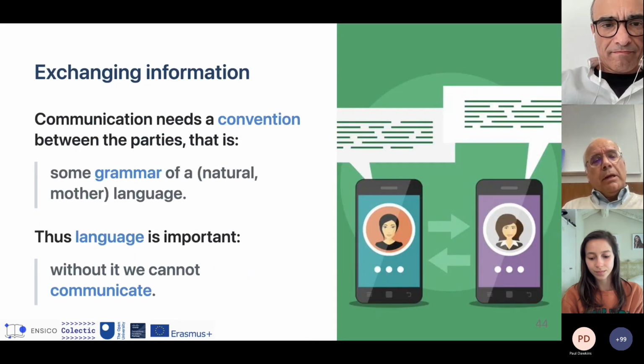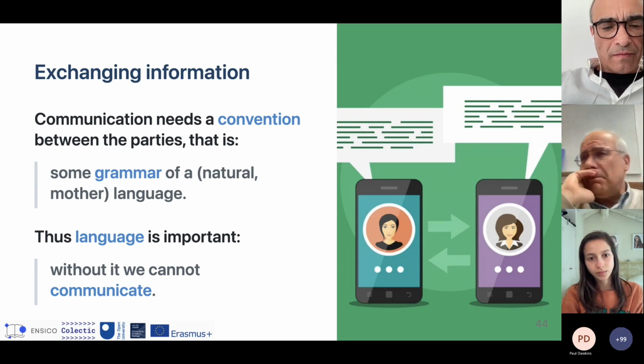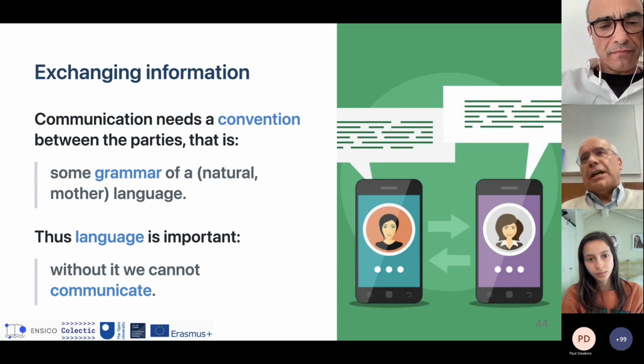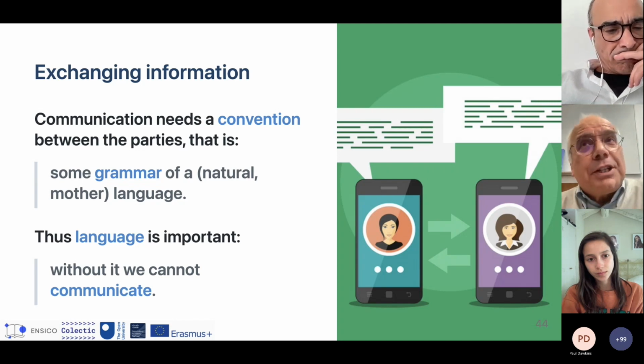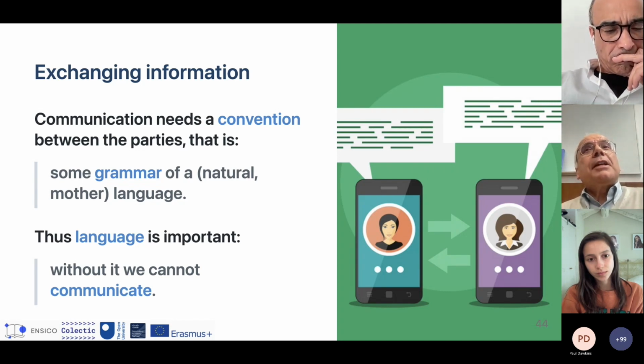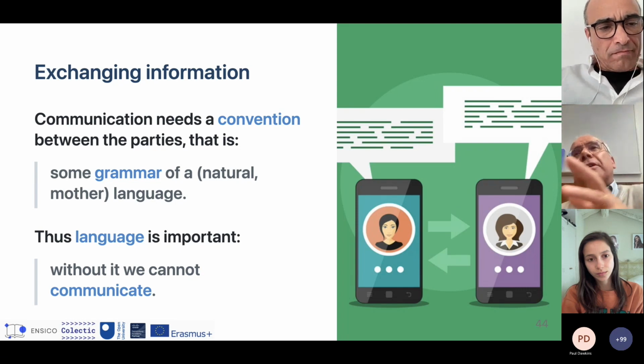Now, communication is basically what we want to do when we use a computer. We are trying to communicate with the machine. It needs a convention. And as in human communication, one needs languages. These are the programming languages, but they are languages. They have a grammar, okay? And the program is incorrect if it doesn't follow the grammar.